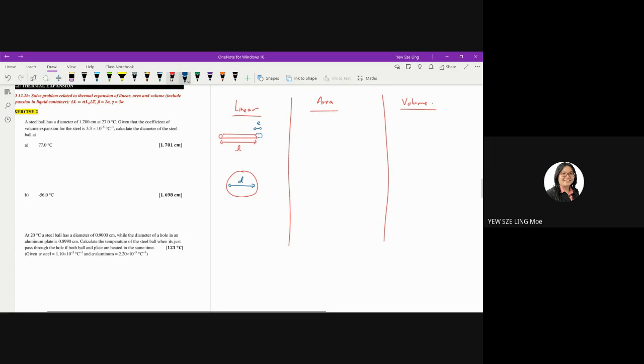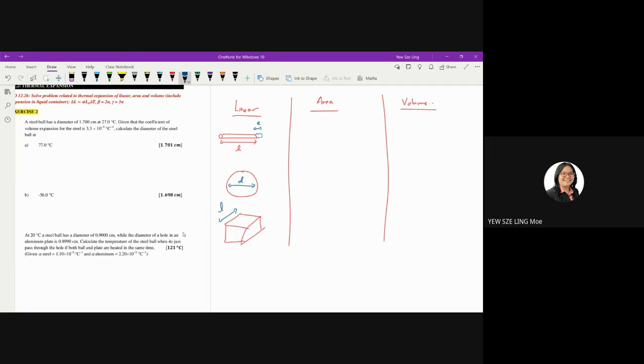And then the last one: if you have a box, for example, a 3D diagram, and once again you're just looking at one line, one side, you can also call it linear expansion. So basically, if you're just looking at one line of the object, that is linear expansion.